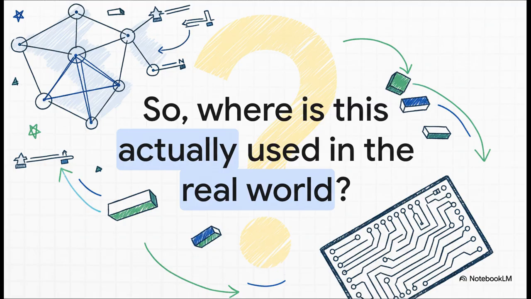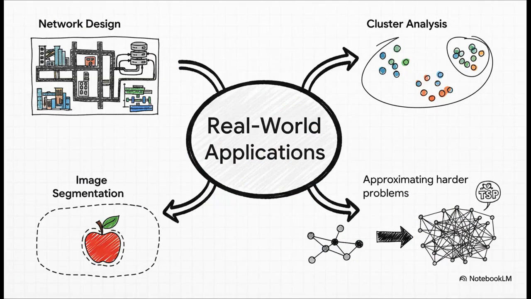Okay, this is all great theory, but you might be wondering, is this stuff actually used anywhere? In the real world? Oh yeah, absolutely. This is one of the most fundamental and useful algorithms out there. Well, the most obvious one is exactly what we've been talking about, network design. Laying fiber optic cables, building road systems, planning out pipelines, that's MST's 101.